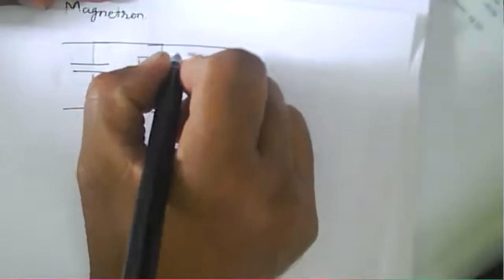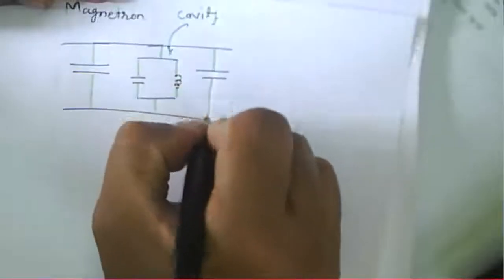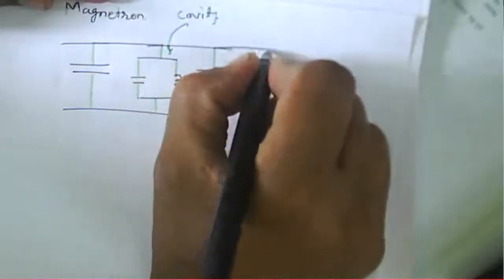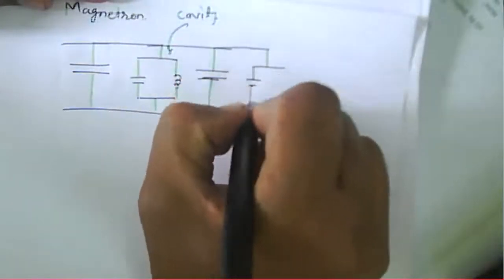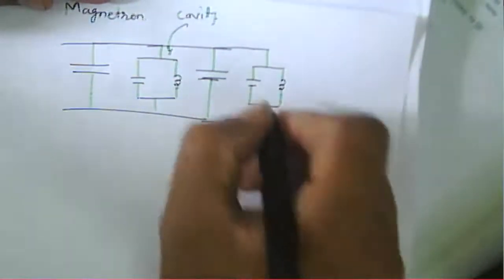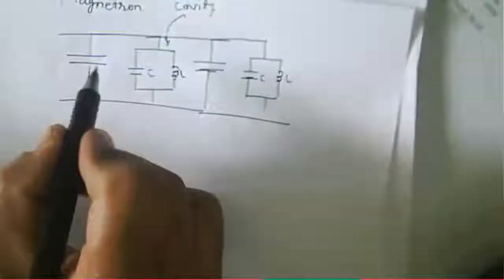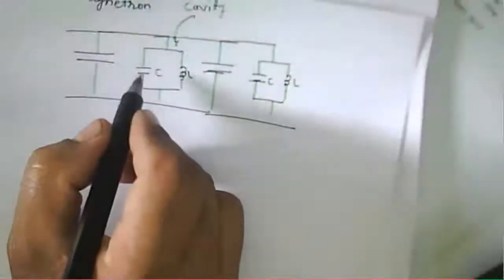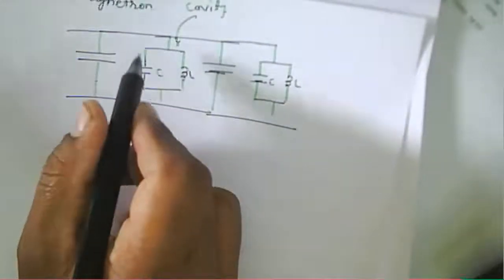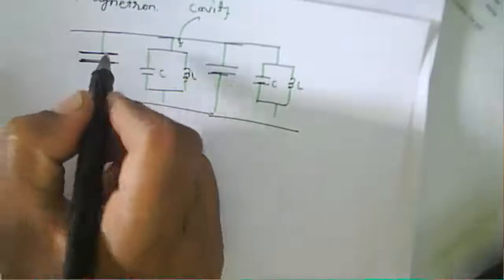This is a tuned circuit for a cavity. This is for the cavity here. So this capacitance from the cathode to the plate, or we can say anode, and this one is a tuned circuit for the given cavity we have. So this L and C for every cavity is a constant. LC is a constant.